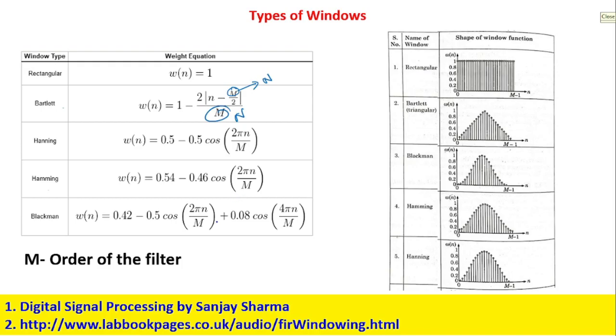Okay. So what you need is the order of the filter, and the n values will be coming from 0 to capital N. Right? It will be varying from 0 to capital N. Right? So this is the architecture of the rectangular window. The Bartlett window, the triangular window, looks something like this. Then your Hamming window looks like this.